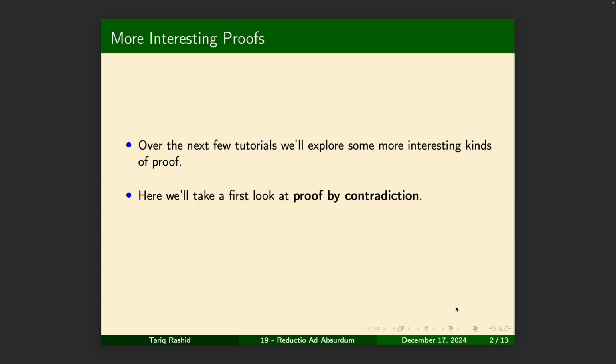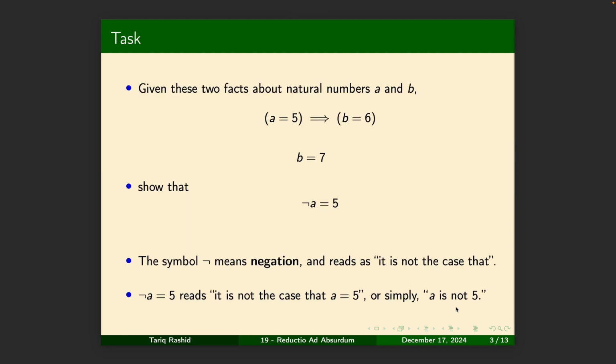So we've said we're going to be looking at proof by contradiction, and just the name sounds exciting, doesn't it? Let's think about a task. We are given two facts, this one and this one. The first one is an implication. It's saying if A is 5, then B is 6. So if this is true, then this is true. Not the other way around, but forward direction. If we can establish that A is 5, then B is 6. And the second fact we're given is B is 7, which doesn't quite match up with this, so that's worth keeping an eye on.